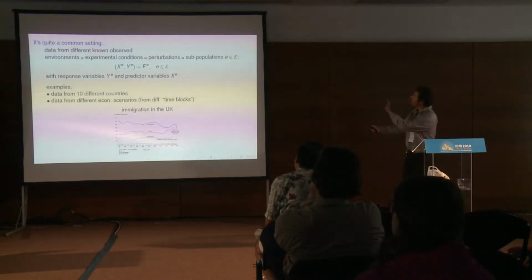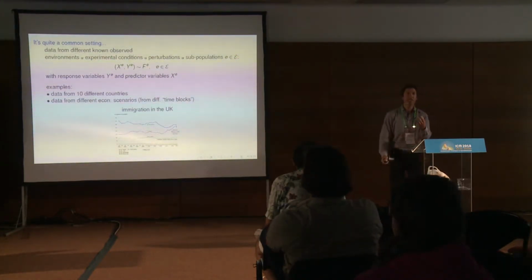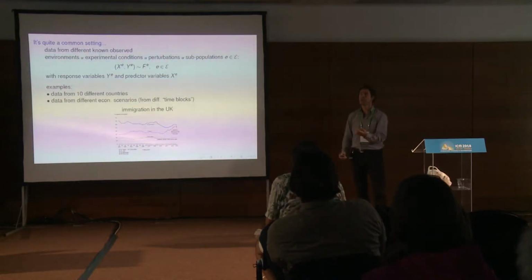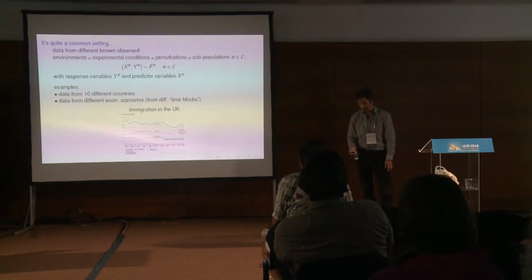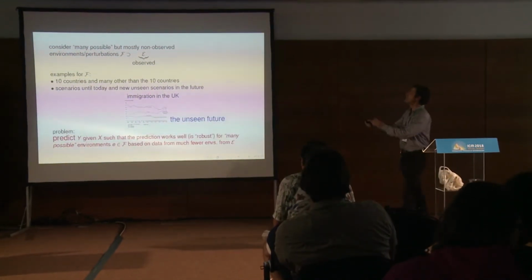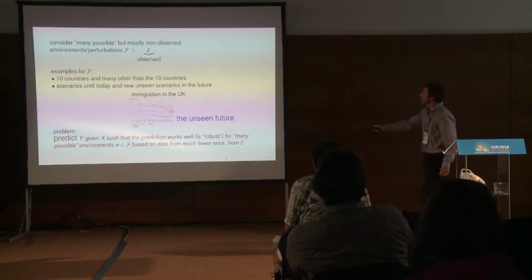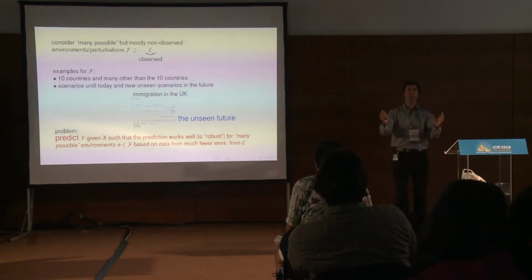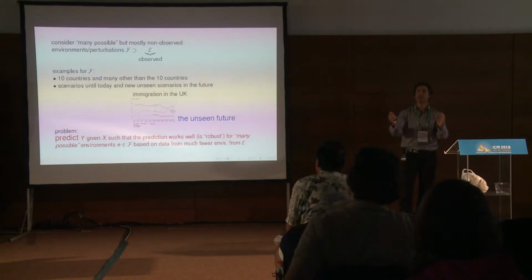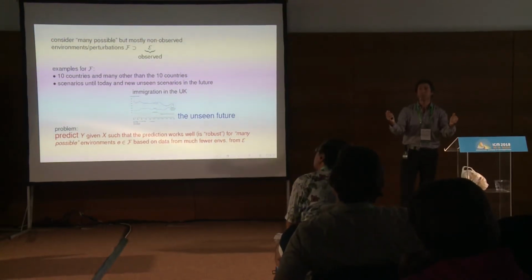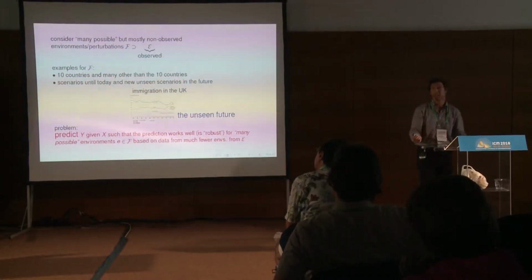Okay, so script D, this is an important quantity. This is the space of observed environments which I've seen in the data, like my 10 countries. Now I consider many more environments, many more perturbations, and they're denoted with a script F. So script F is a much larger space than script D. These are many more perturbations, many more environments which I have not seen in the data.